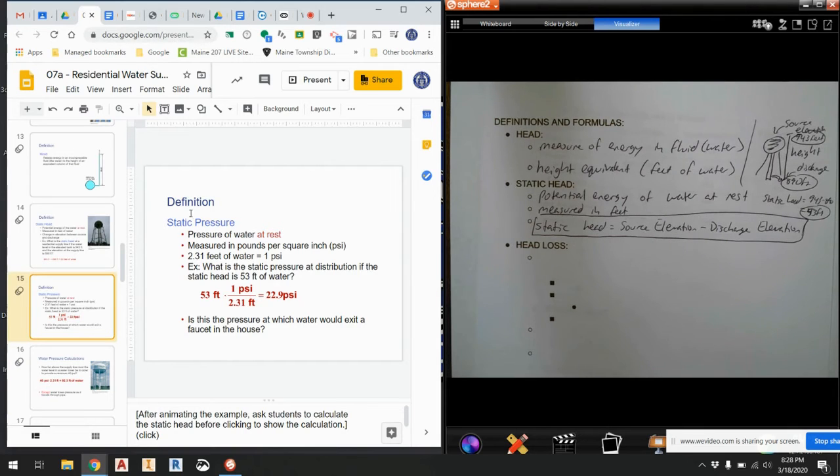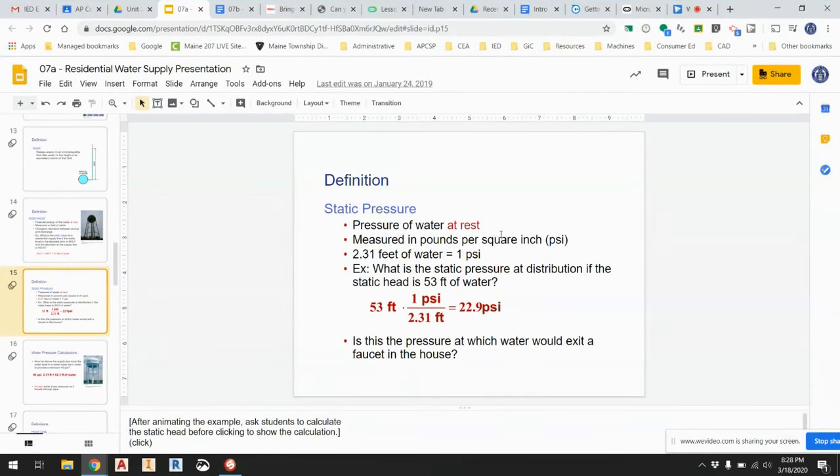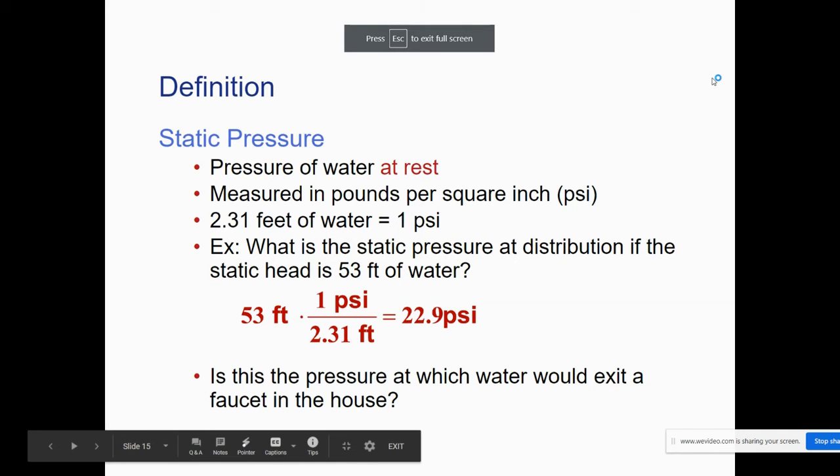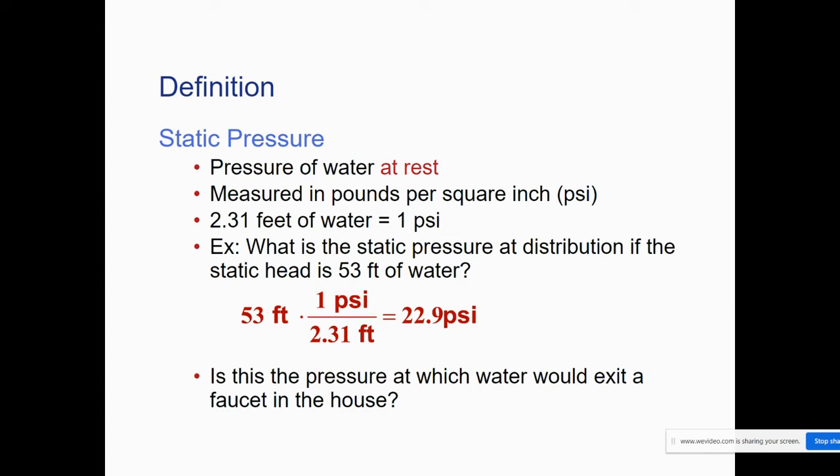So going back here for a second, if this was the scenario, if your house had a water tower next to it and you had 53 feet of head, that water tower was only 53 feet tall, you would notice that you'd only get 22.9 PSI of water pressure coming out of that pipe. Would that be enough to provide you enough water pressure? Well, no, it wouldn't, because a house needs at least 40 PSI, and this would only give you 22.9 PSI. So this water tower would not be tall enough for a residential situation.